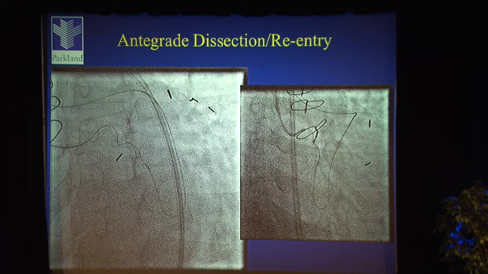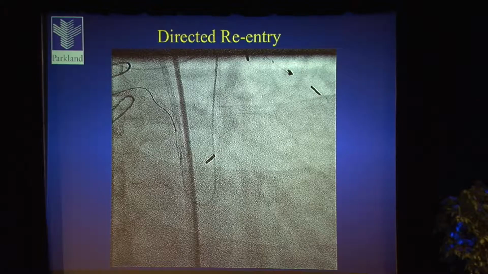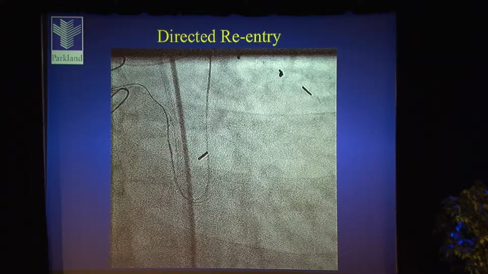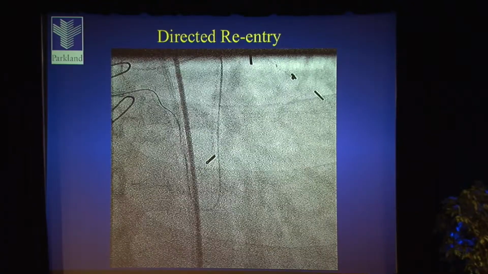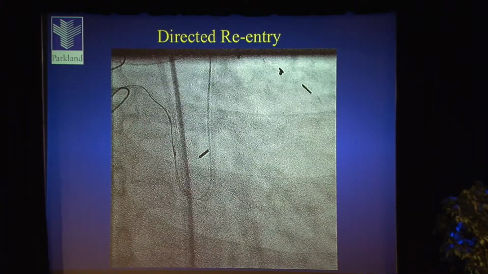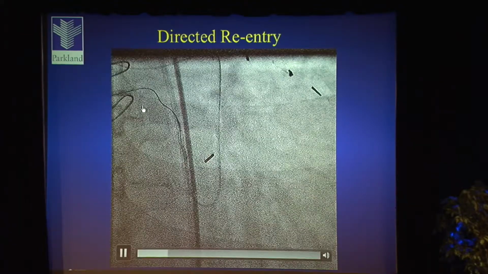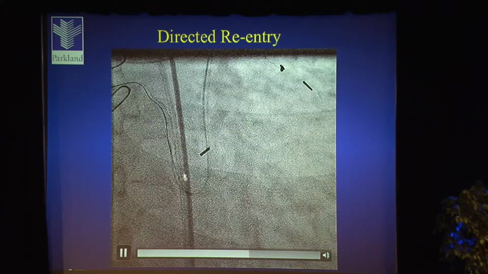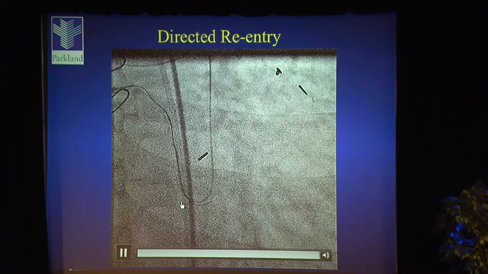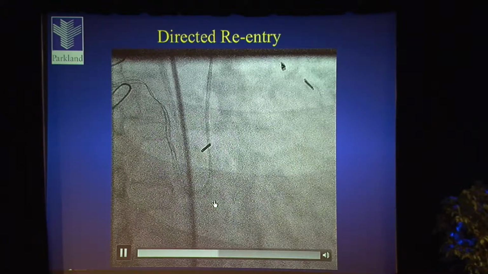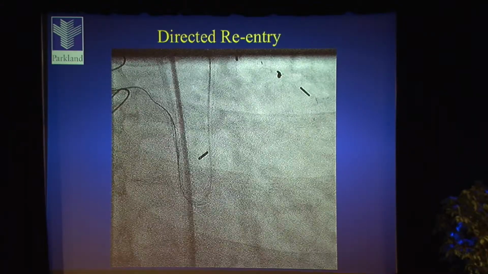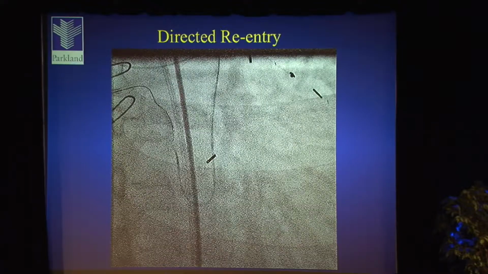And so you can see this is a Stingray balloon, which is a re-entry device. It allows us to go from the subintimal space into the true lumen. And you can see that we've re-entered the vessel. My wire's going from the subintimal space in the proximal circumflex up here into the true lumen and into this obtuse marginal vessel.